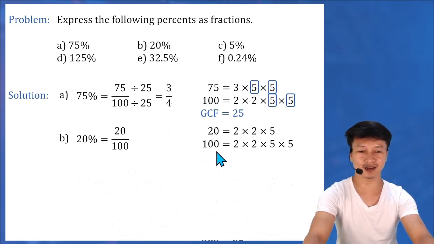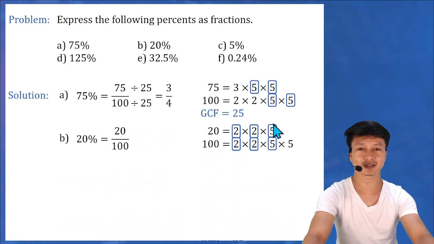And then, tignan natin anong common sa factors ni 20 at ni 100. Kitang-kita naman na yung common ay 2, another 2, and another 5. Sa makatuwid, if we are going to multiply the common factors like 2 times 2 times 5, the result is 20. Kaya yung GCF natin dito ay 20. Again, the GCF between 20 and 100 is 20. And then, pwede na nating i-divide yung 20 over 100 by the GCF 20, divide by 20 equals, so what is 20 divided by 20?